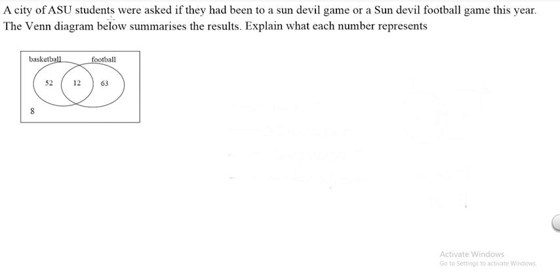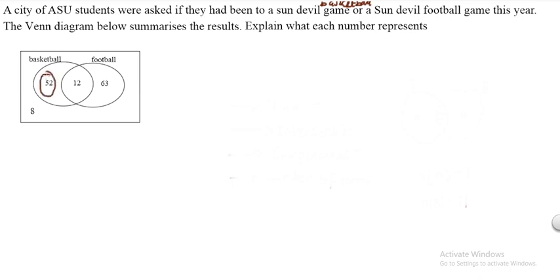A group of ASU students were asked if they had been to a Sun Devil basketball game or a Sun Devil football game this year. The Venn diagram below summarizes the results. Now we are told to explain what each number represents.